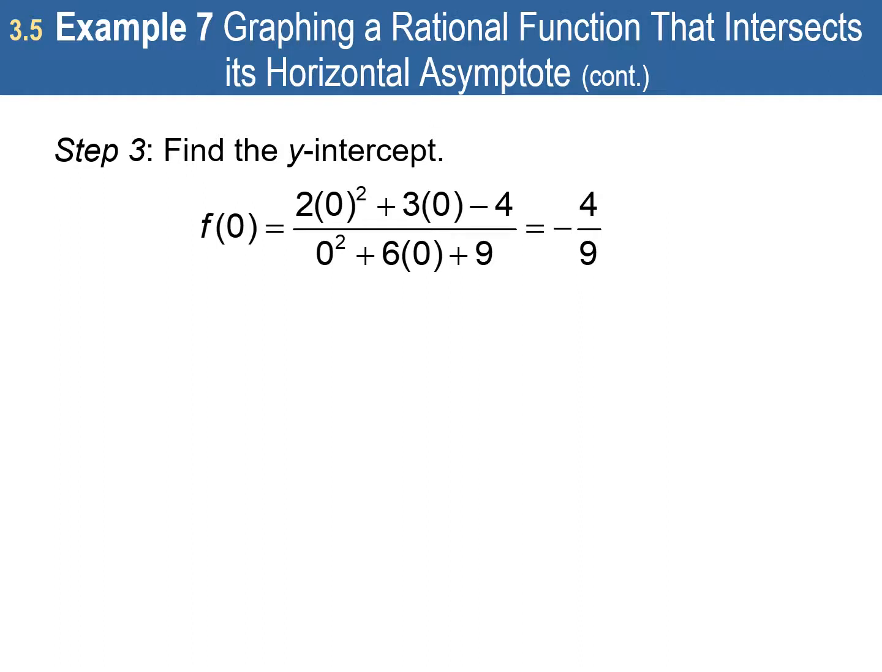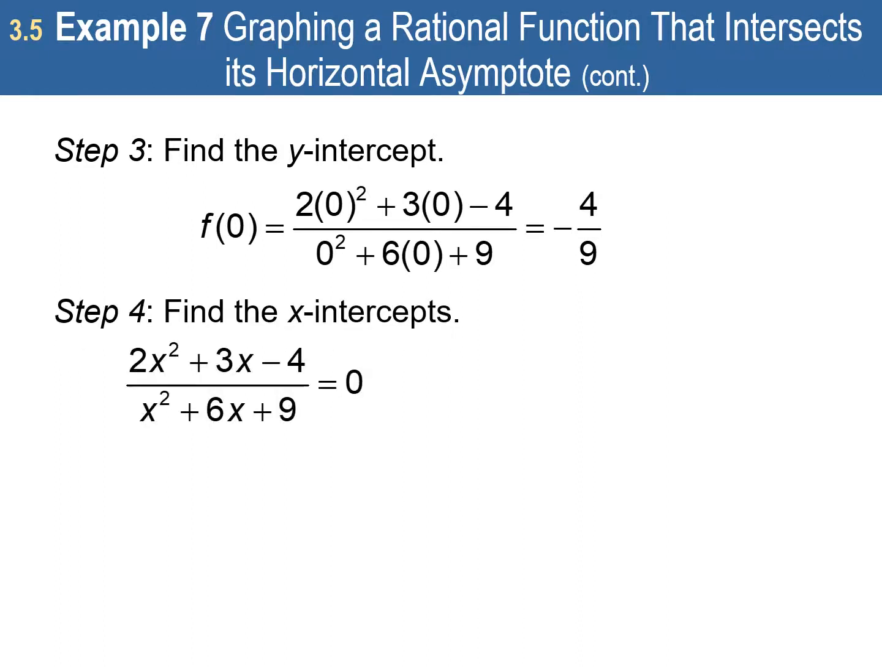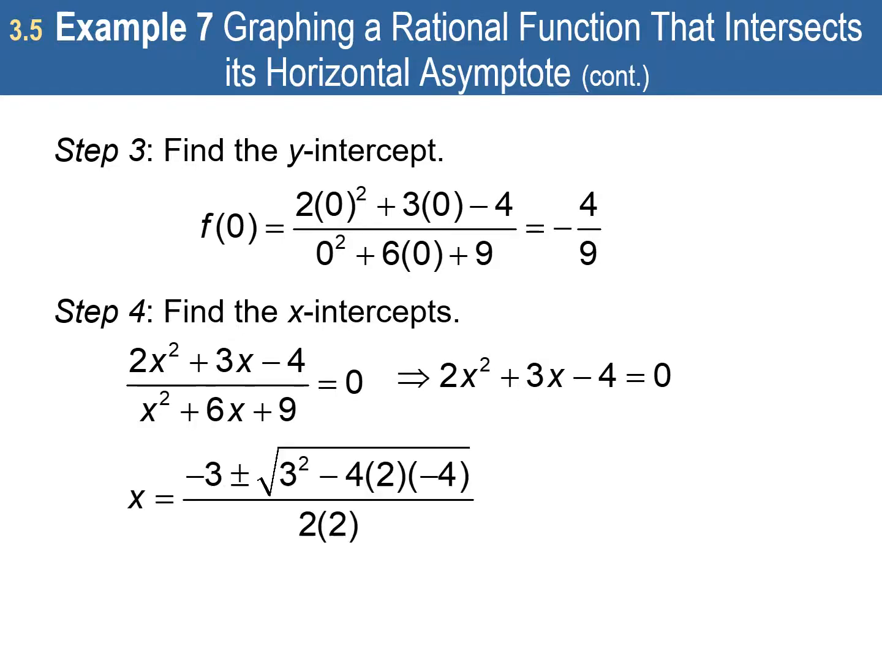Find the y-intercept, so that's -4/9. That's one of your points. Find your x-intercepts, so you need to factor your numerator. And so these are an irrational -3 plus or minus the square root of 41 over 4.